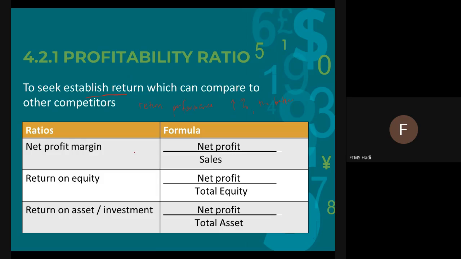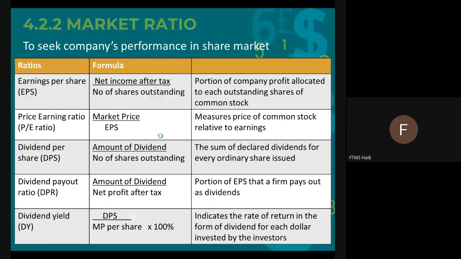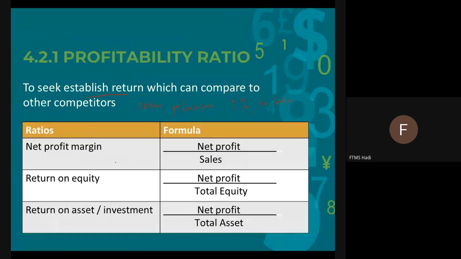Okay, so there are three ratios involved in profit, which are net profit margin, return on equity, and return on asset or investment. These are usually in percentage. The formula for net profit margin is net profit divided by sales, and later you need to multiply by 100. Return on equity is net profit divided by total equity, multiplied by 100. And then return on asset or investment is net profit divided by total asset, multiplied by 100.